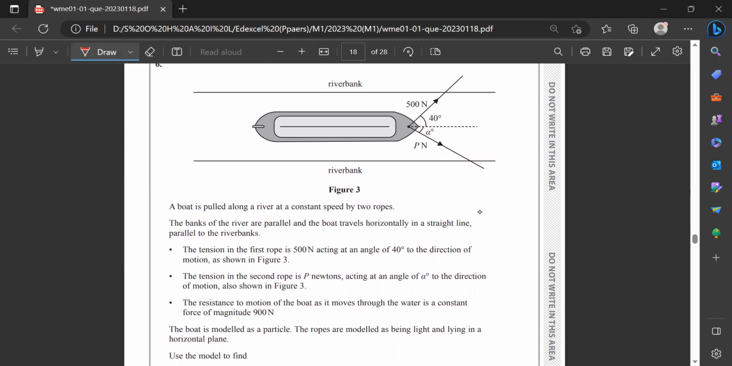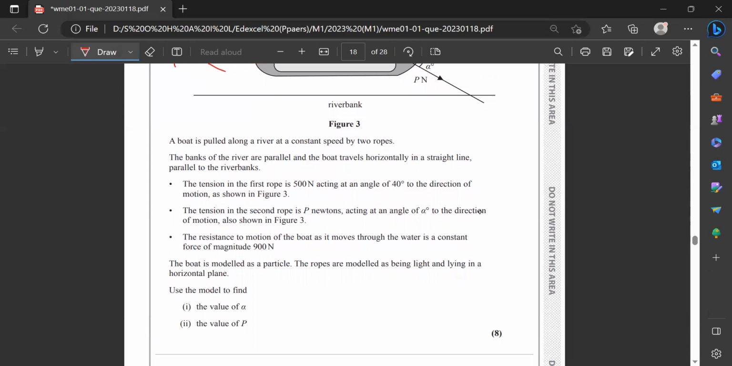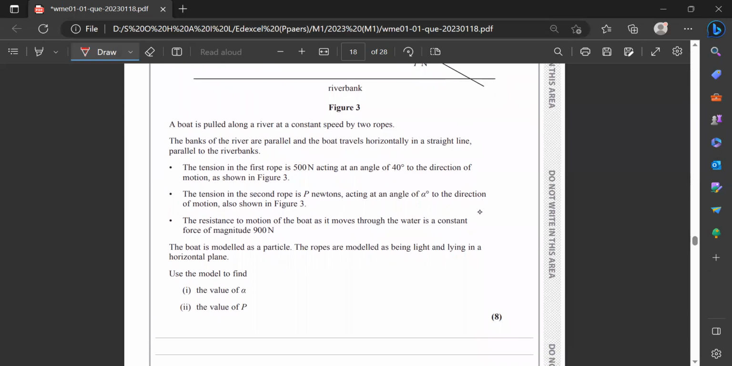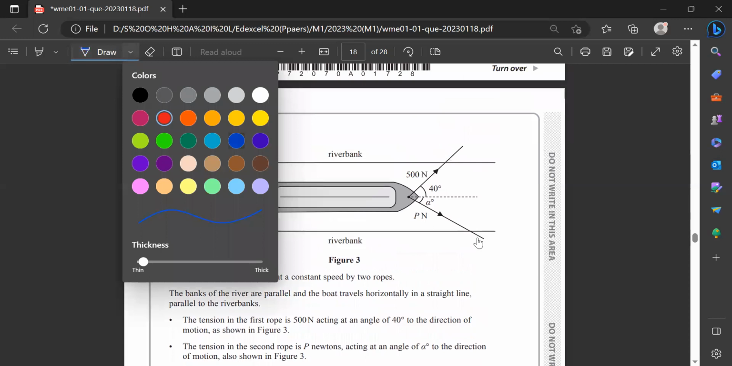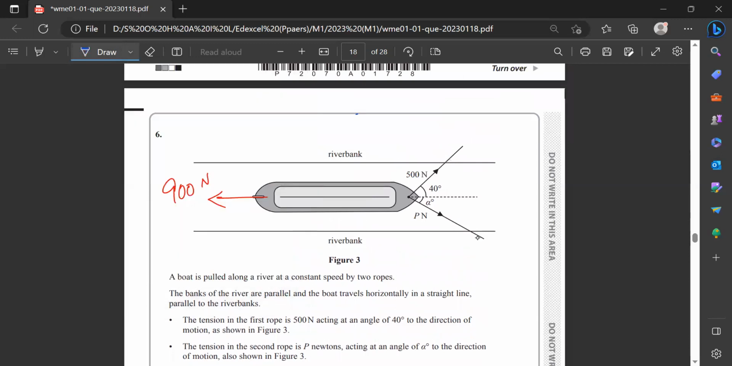The resistance to the motion is given. I can mark it here, and this resistance is 900 newtons. The boat is modeled as a particle. The ropes are modeled as being light and lying in the horizontal plane. Using the model, find the value of alpha and the value of P. So this is a simple working of the concept of resolving forces.